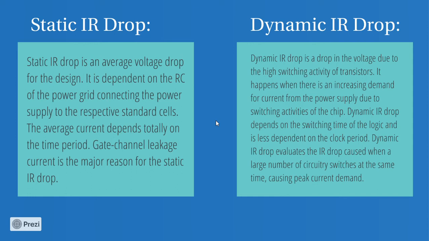Dynamic IR drop is a drop in the voltage due to the high switching activity of the transistors. It happens when there is an increasing demand for current from the power supply due to the switching activities of the chip. Dynamic IR drop depends on the switching time of the logic and is less dependent on the clock period. Dynamic IR drop evaluates the IR drop caused when a large number of circuits switch at the same time, causing a peak current demand.